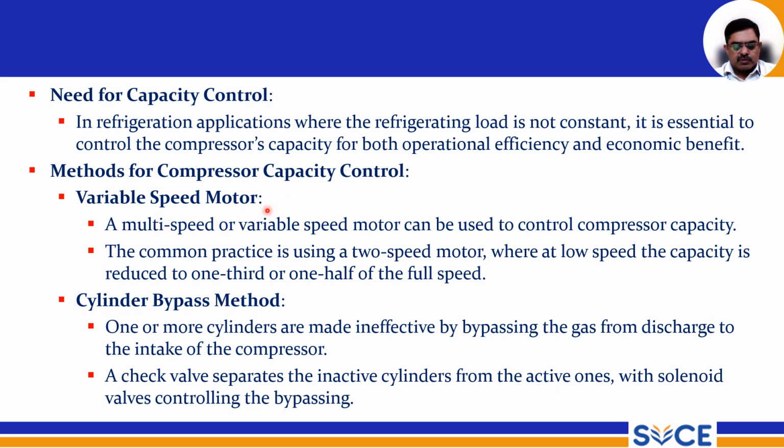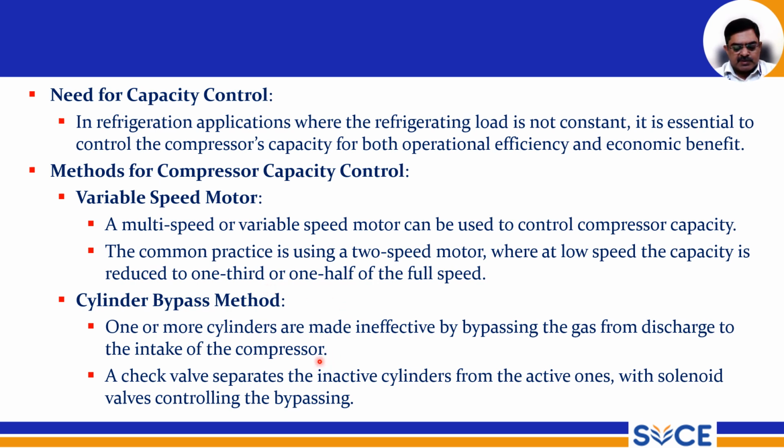Variable speed motor. One way to control the capacity is by using a variable speed motor. A multi-speed or variable speed motor can be used to control compressor capacity. The common practice is using a two-speed motor where at low speed the capacity is reduced to one third or one half of the full speed.